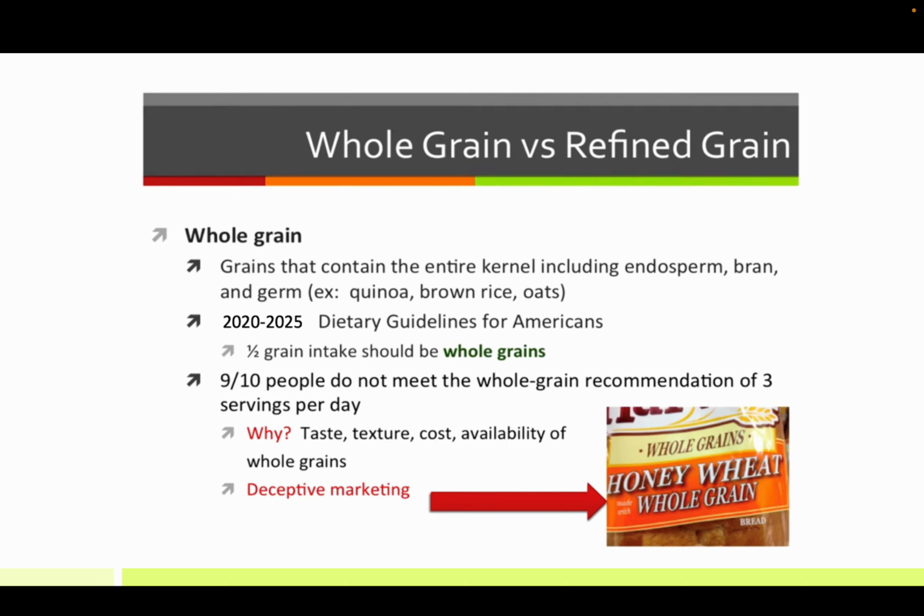The Whole Grains Council has tried to simplify the act of identifying whole grains by providing a stamp that verifies a product as being made with whole grains. So let's take a look at that.